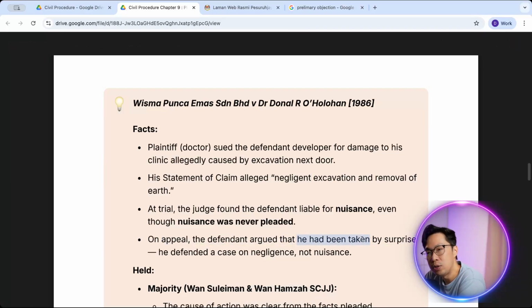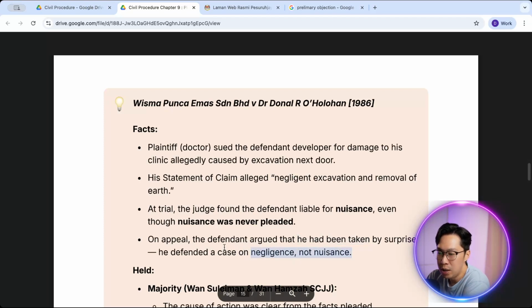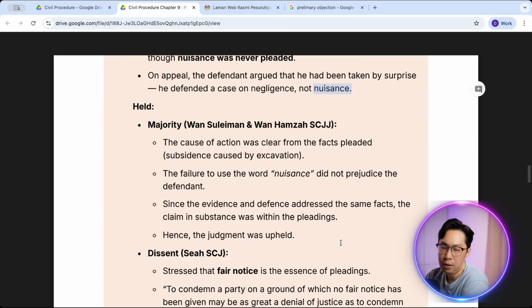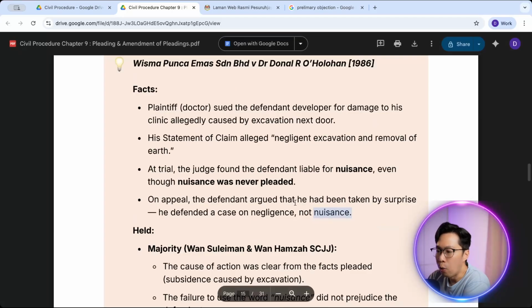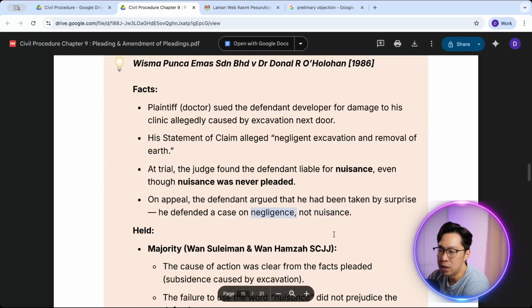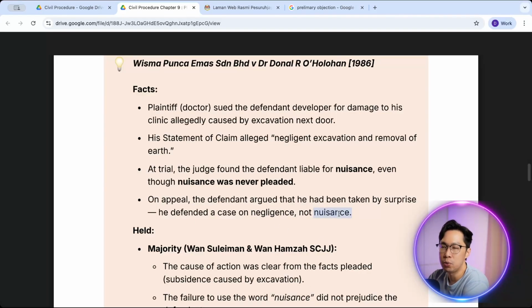On appeal, the defendant argued he was taken by surprise. Because why? Datuk Seri Lim Leong Sik, in all this case, you must plead it or else the other party is taken by surprise. He defended a case of negligence and not nuisance. The defendant says, I argued and defended my defense on saying I'm not negligent. How come, judge, you say nuisance? However, this judge decided differently. He said, even though the word nuisance was not pleaded, the facts that gave rise to negligence did give rise to nuisance as well. It doesn't prejudice you, defendant.